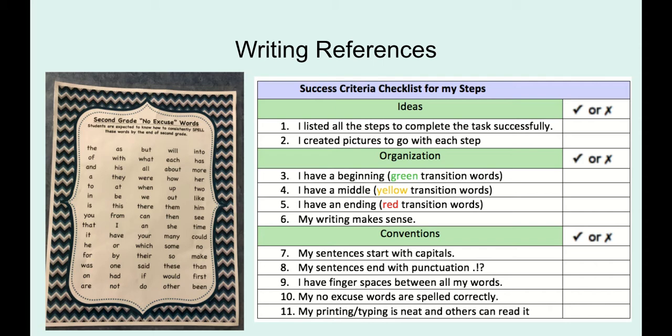And of course, when you're done writing, it's important that you read it so it makes sense. And with conventions, it's what we always have. We have capitals, punctuation, finger spaces, using your no excuse words when spelling them. And of course, your printing and typing should be neat, and others should be able to read it. Because if they can't read it, how are you going to be able to teach them how to do something?